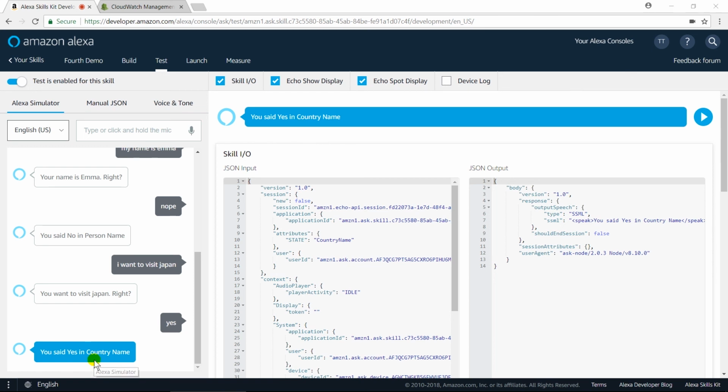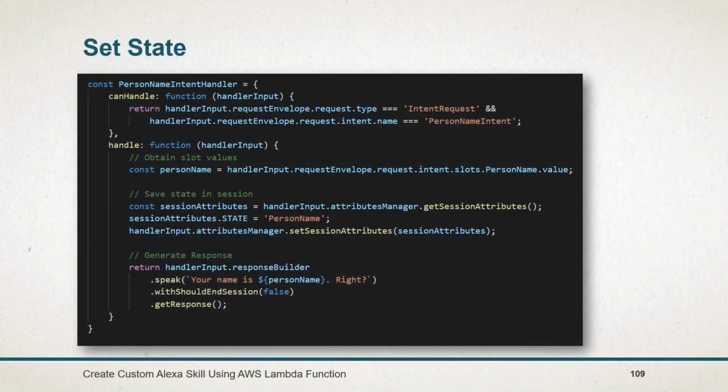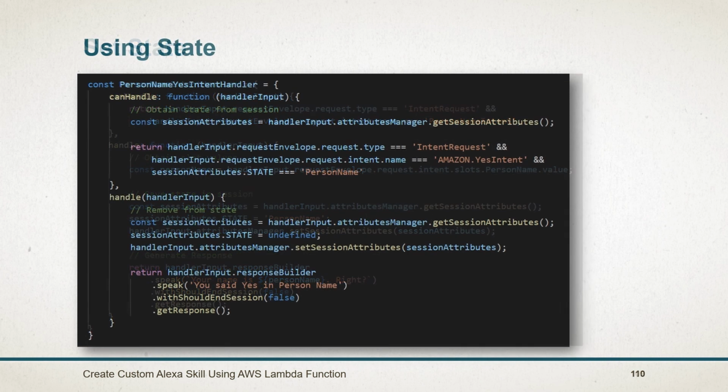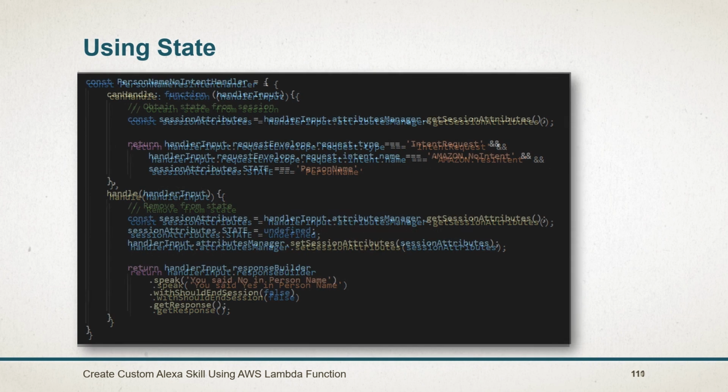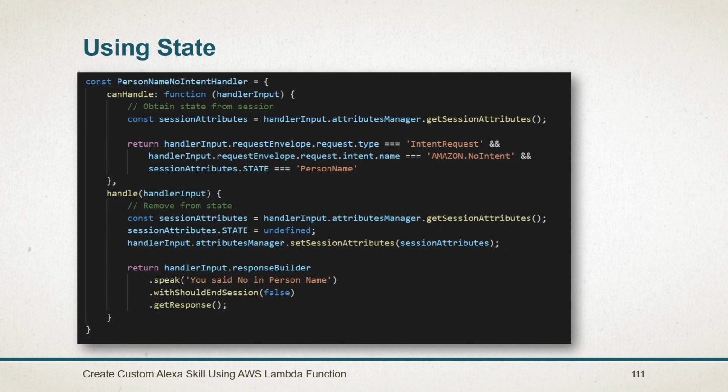Now let us see what we have learned in this session. To manage state, we need to use session attributes. Add the state where the user is in our skill. Here we have used built-in yes intent. In canHandle method, we can retrieve session attributes and check for state value. And in handle method, we have set it to undefined. For no intent, we have performed the same operation.